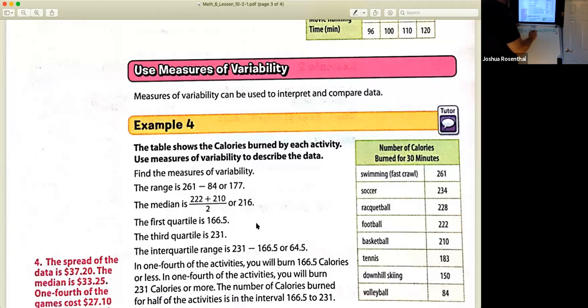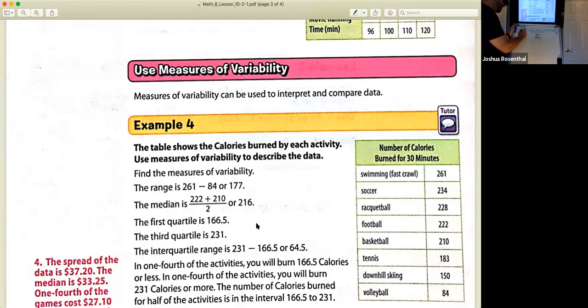So 4 and 5 must be averaged out to get the median. They're 12 apart, so 216 is going to be the median. Now I have to take the lower half, which includes the 210. The upper half includes the 222.